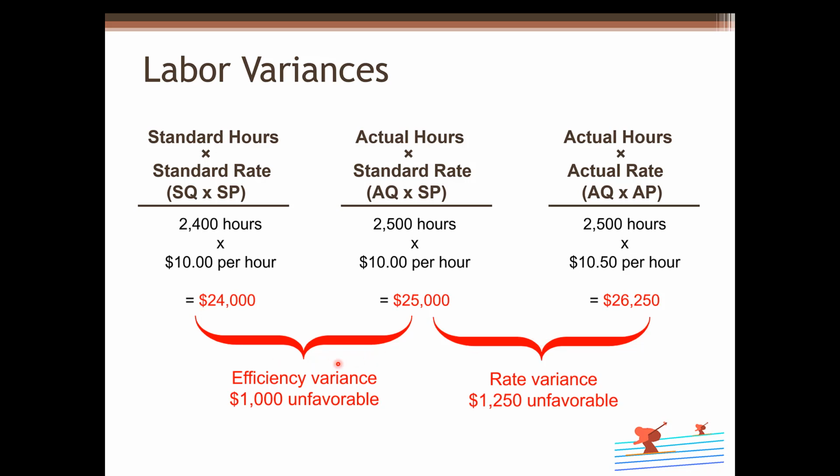The labor efficiency variance, defined as the difference between the actual quantity of labor hours and the quantity allowed according to the standard, is $1,000 unfavorable. It's labeled as unfavorable because actual quantity of hours is more than the standard quantity of hours allowed. Labor rate variance, defined as the difference between the actual average hourly wage paid and the standard hourly wage, is $1,250 unfavorable. It's labeled as unfavorable because the actual average wage rate is more than standard wage rate.